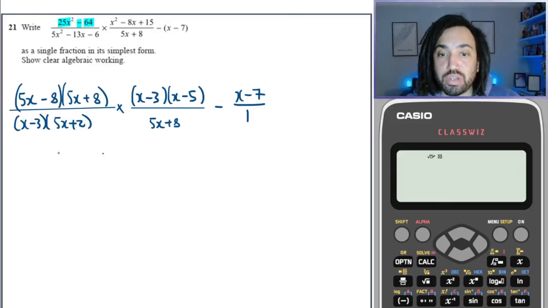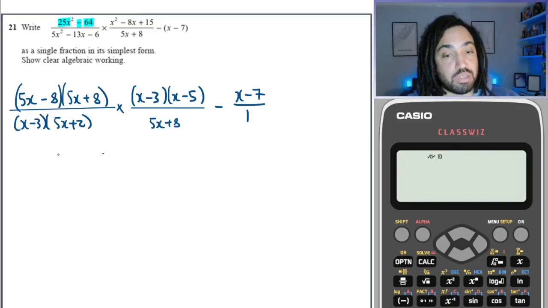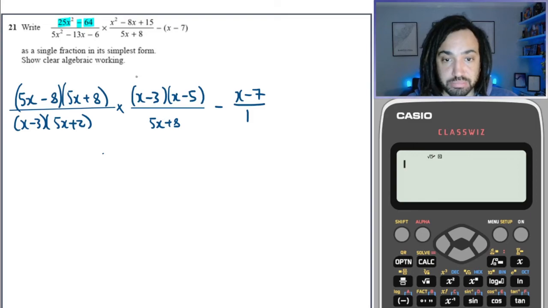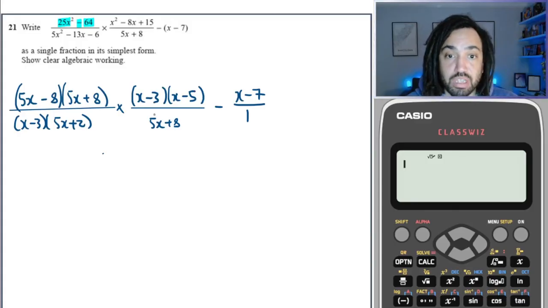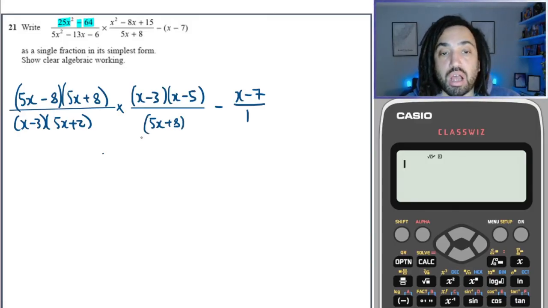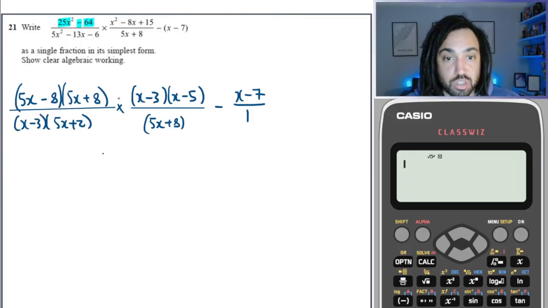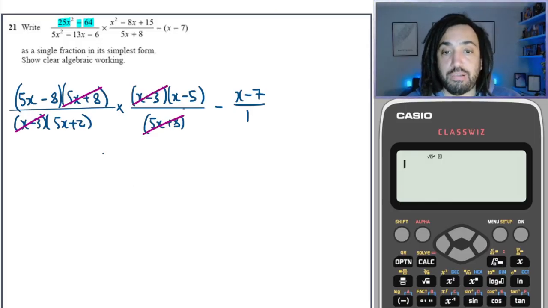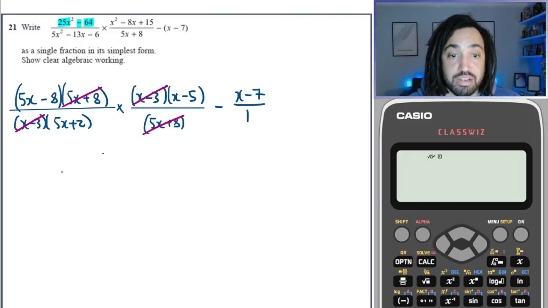Now what we could do is, again, follow BIDMAS. We're going to want to multiply first. So let's look at this multiplication and ask ourselves, all of the tops are going to be multiplied together and all of the bottoms are going to be multiplied together. So are there any common factors on top and bottom? They're all factors because they're all multiplied. Now that one and that one, they can go. And this one and this one, they can go. And that's it.